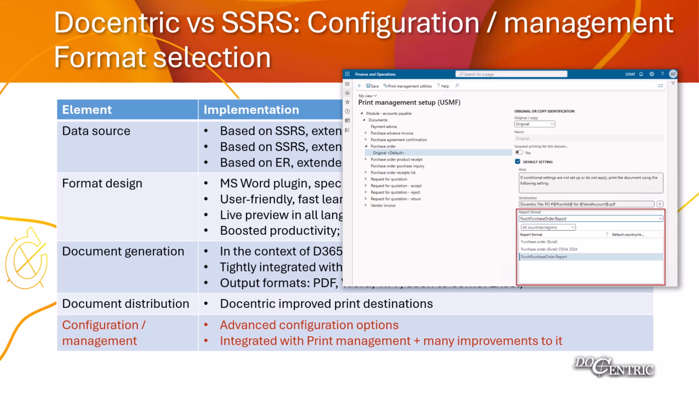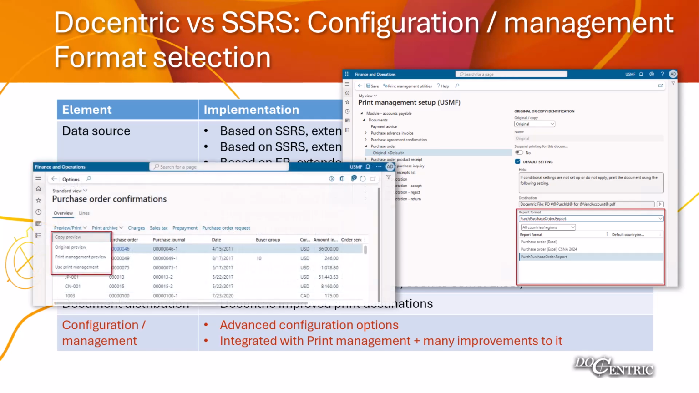The first thing you want to manage is which report format or design will be used in different situations. In SSRS, there's a big difference between the format selection for print management and non-print management reports. For print management reports, you can specify which format to use in the print management setup form. You typically print through print management when posting and printing documents or when reprinting from a journal.